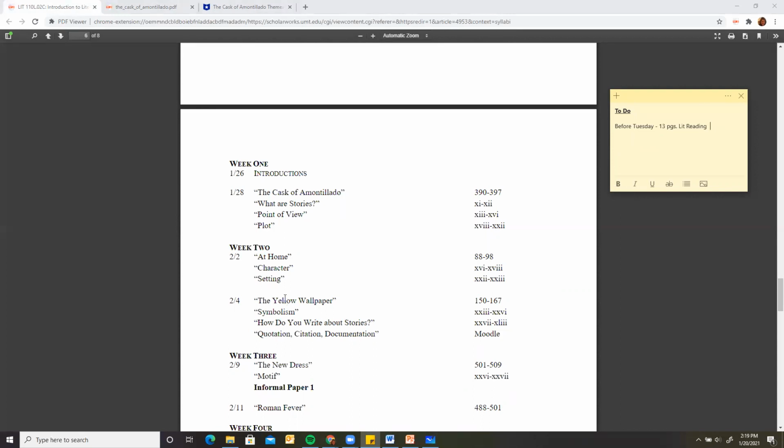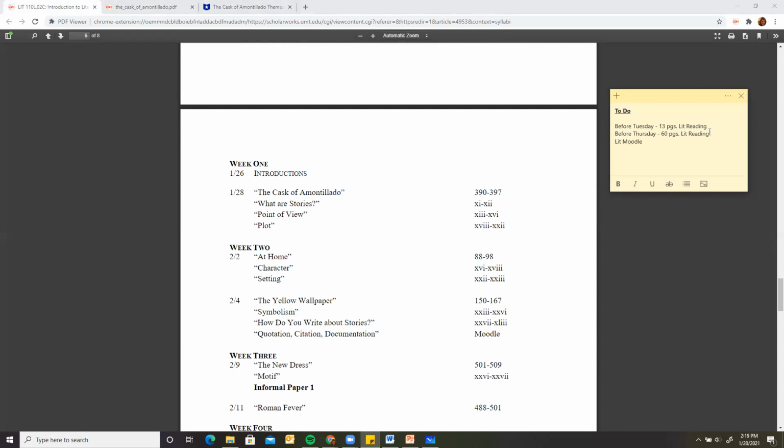Then if I look before Thursday, what I need to get done, I have 3 more readings. And then I also have this Moodle to do, which is like an online posting assignment. So before Thursday, okay, this is a lot more reading. That's about 60 pages. Woo! Okay, 60 pages, lit reading. And then I also have my lit Moodle.